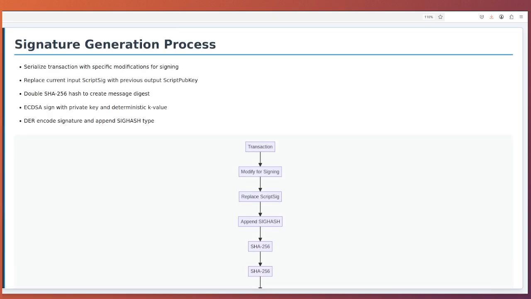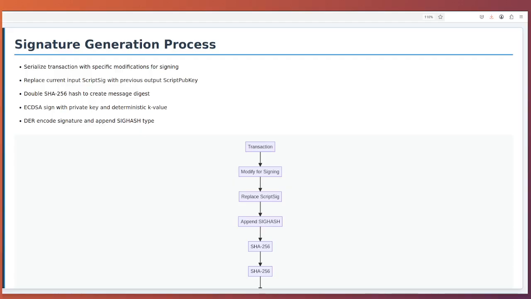Signature generation process. The signature generation process for P2PKH transactions is one of the most critical and complex aspects of creating valid Bitcoin transactions. This process ensures that only the holder of the private key can authorize spending of the associated outputs, providing the fundamental security guarantee of Bitcoin.